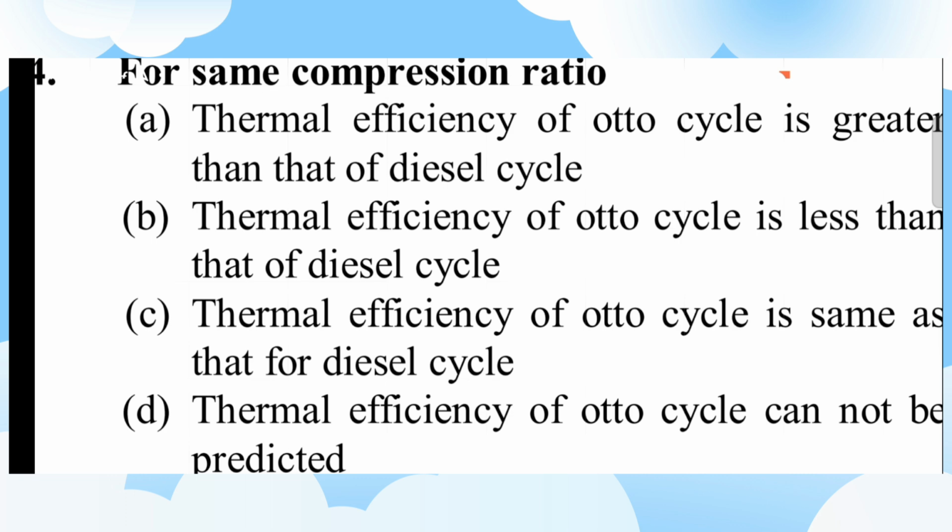For the same compression ratio, when it says same, then Otto is greater than diesel. When it says peak or maximum pressure, then diesel has the higher efficiency.